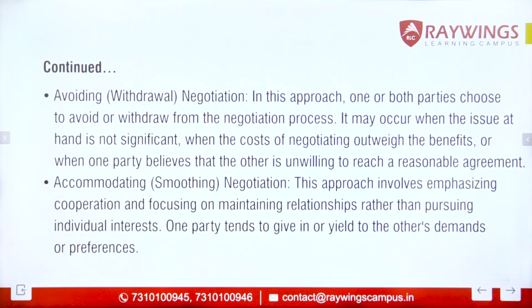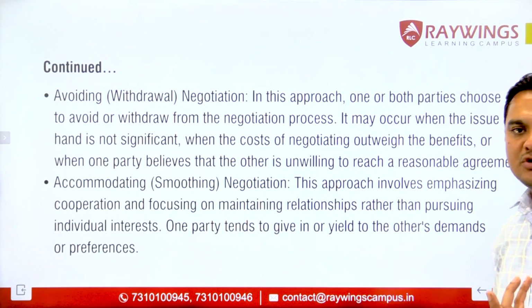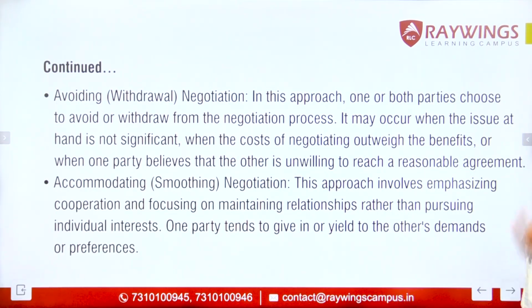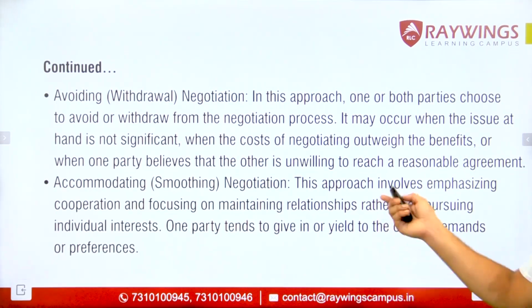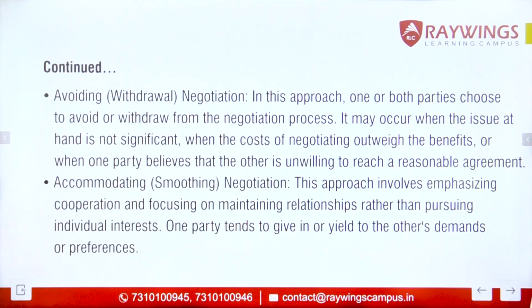सो अवॉइडिंग और नेगोशिएशन में हम क्या करते हैं? अगर कोई negotiation is not of much importance, the parties try to withdraw themselves, and in accommodating negotiation the parties try to adjust or give benefit to one another so that one of the parties can be relieved and the matter is closed over there.